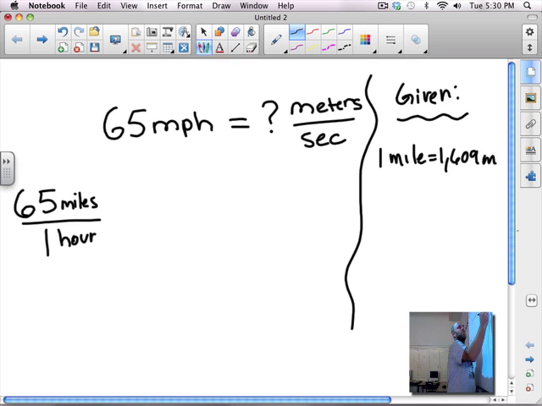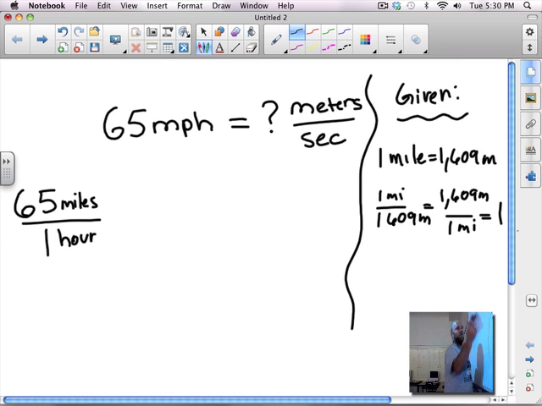Since these are equal, we can write 1 mile divided by 1,609 meters, or we could write 1,609 meters divided by 1 mile. Either way, this fraction is going to be 1. And we can multiply 65 miles per hour by 1 without really changing it. We're converting it. We're just changing the units. It still represents the same speed of a car. Okay?